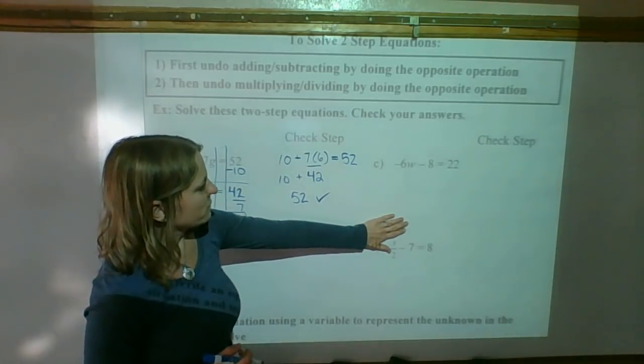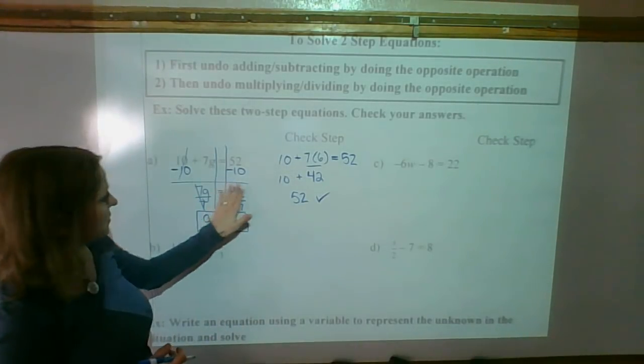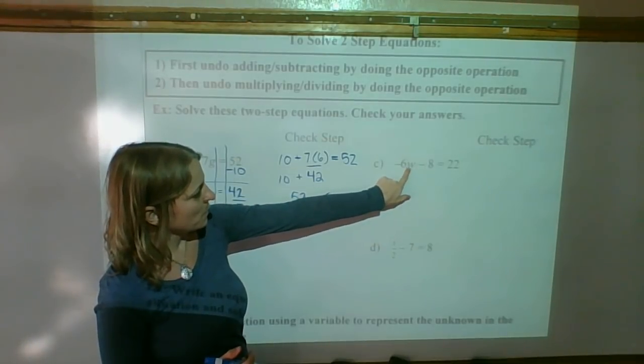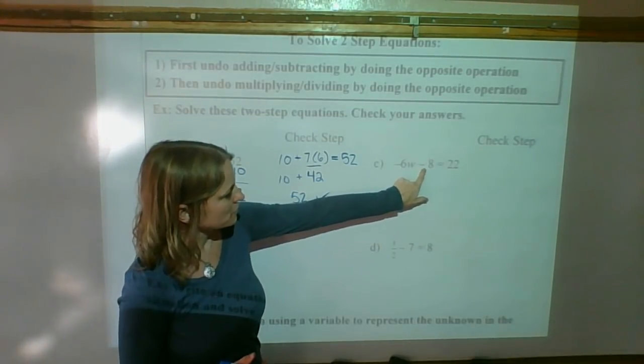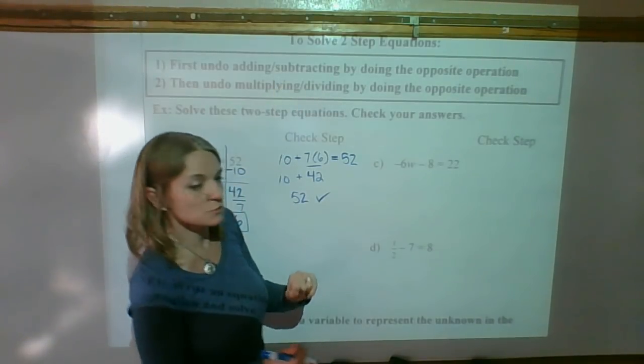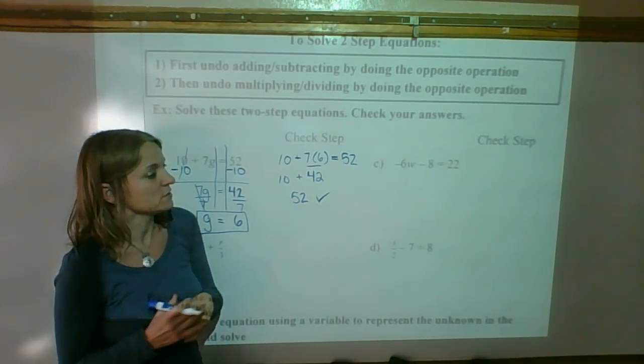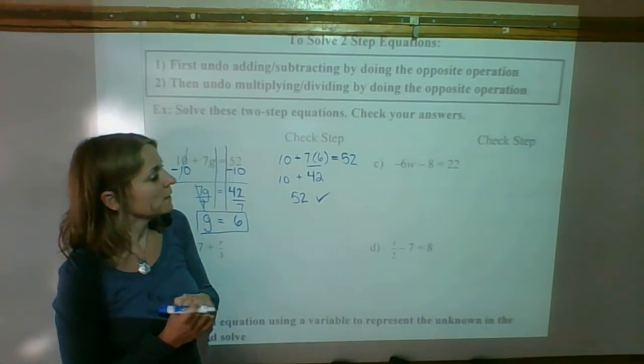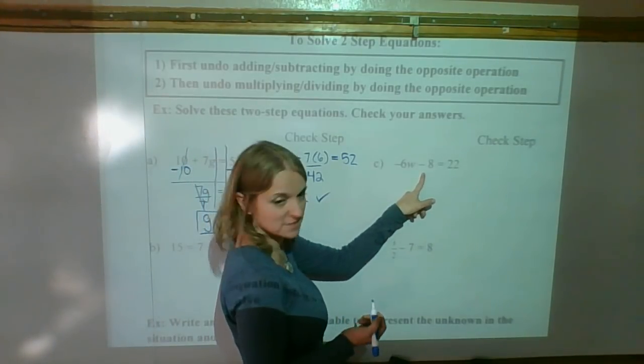So next one. We'll just move our way over to the side here. This one is very similar to this problem. We have our w here, it's multiplied by -6, and there's a -8. So I want to get rid of my adding and subtracting, which would be to do what? What would I want to get rid of first? Subtracting 8.